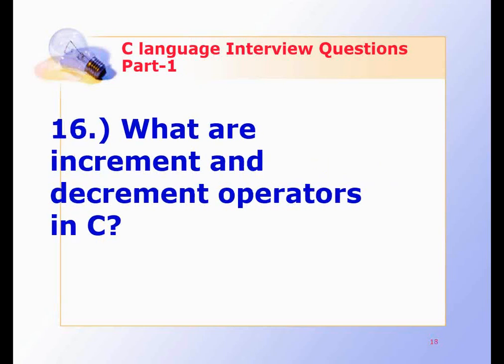What are increment and decrement operators in C? The increment and decrement operators are unary operators, which are very useful in C language. They are extensively used in for and while loops. The syntax of the operators is ++variable name, variable name++, --variable name, variable name--.